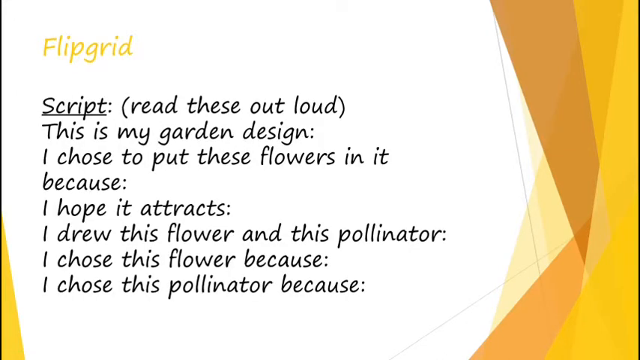This is what I want you to read out in your Flipgrid. This is my design, my garden design. And show us your picture. I chose to put these flowers in it because, and tell us why. I hope it attracts what kind of pollinators, which ones. Then show us your next picture. I drew this flower and this pollinator. I chose this flower because, and I chose this pollinator because.